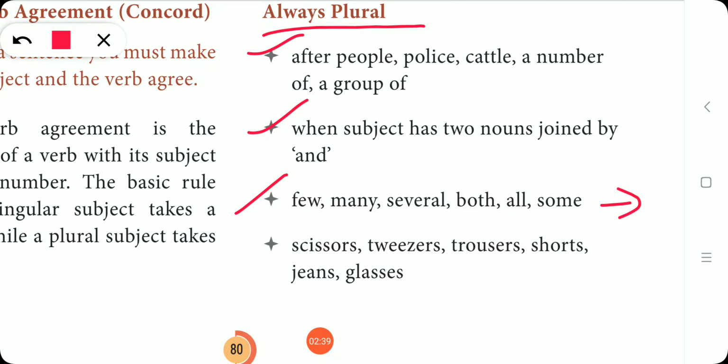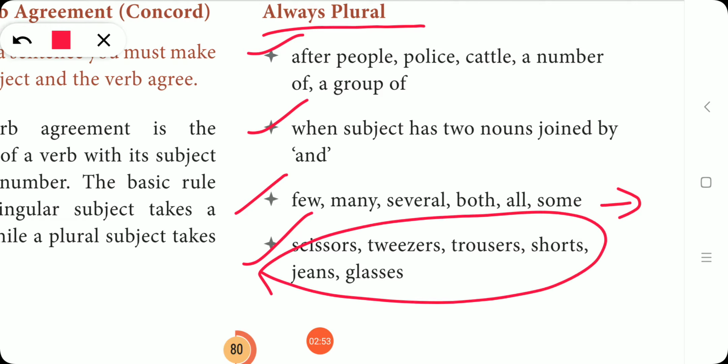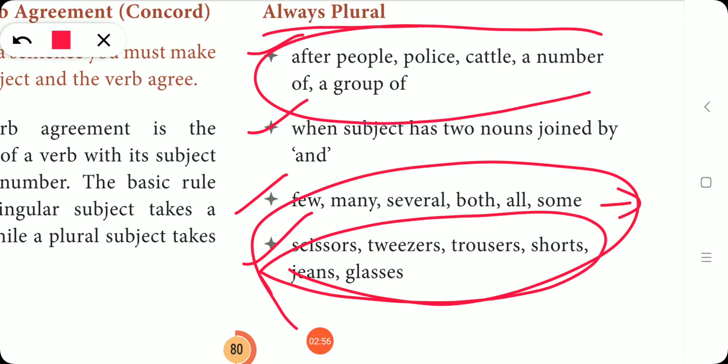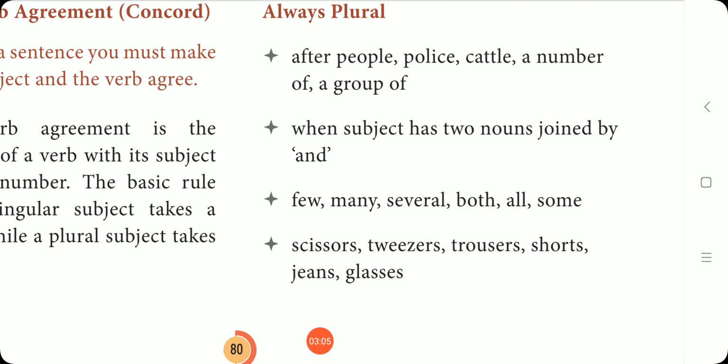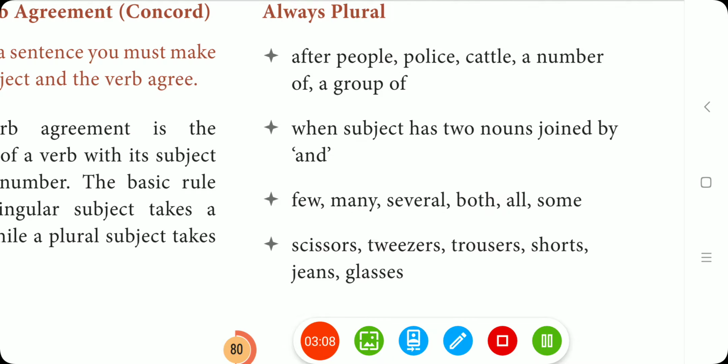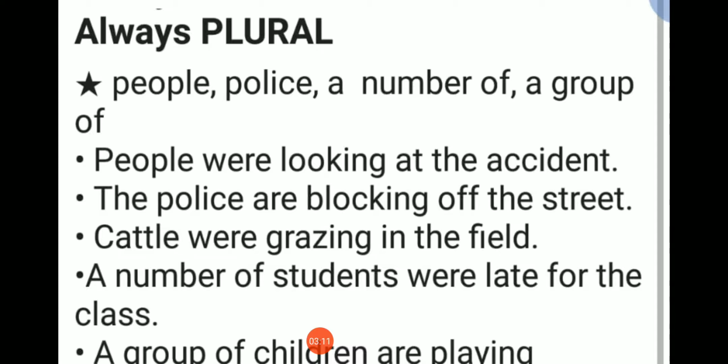Then when you are getting these words as subject, what words? Scissors, tweezers, trousers, shorts, jeans, glasses. After all these words as subject, you have to use a plural verb. So this is the rule that we are going to see. Let me give you some examples of where we have to use the plural.